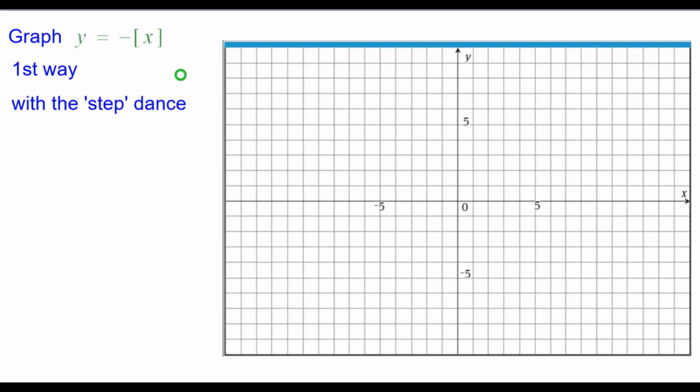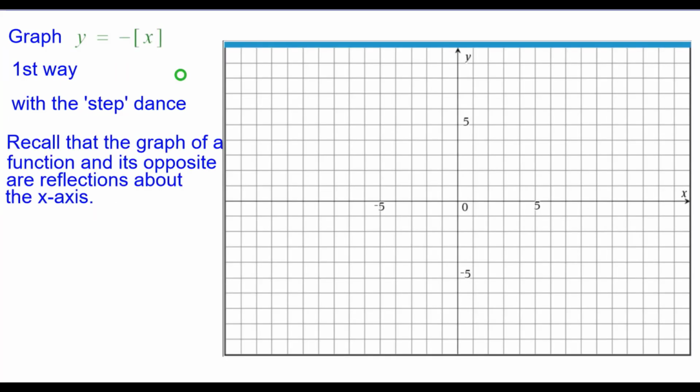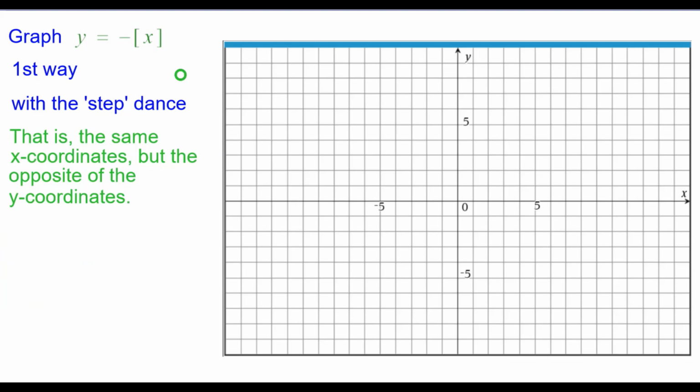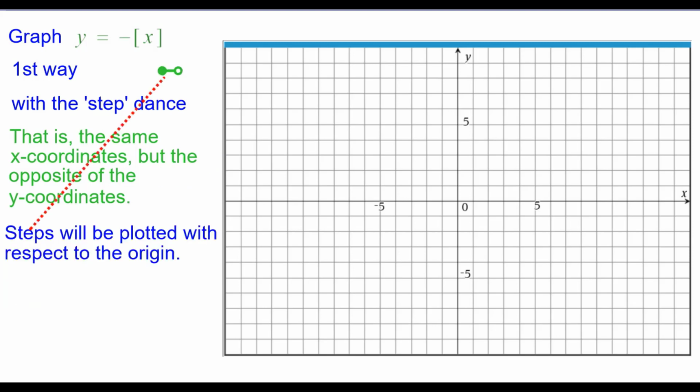First way is we're going to use the step dance. Recall that the graph of a function and its opposite are reflections about the x-axis. That means that they have the same x coordinates, but the opposite y coordinates. Steps will be plotted with respect to the origin, and we're going to be using steps that have a segment that have a closed endpoint on the left and an open endpoint on the right.